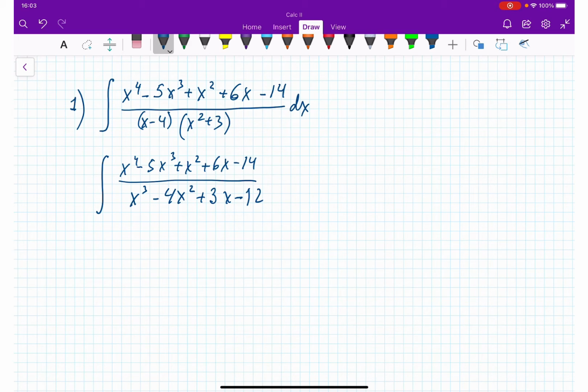If by any chance you don't get this polynomial as a result of multiplication, just ask me right away. It's not a big deal. You might have made some silly mistake, and math and silly mistakes go hand in hand. I make silly mistakes myself, and I have been teaching for such a long time, but it has nothing to do with the knowledge, obviously. Okay, so now I can divide x to power 4 minus 5x cubed plus x squared plus 6x minus 14 by x cubed minus 4x squared plus 3x minus 12.